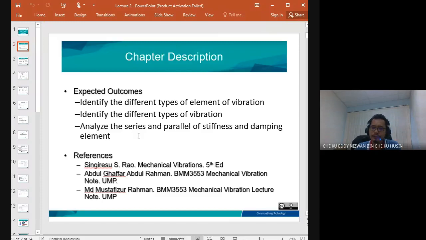Basically, in last week's lecture we covered how to model the vibration system, which consists of mass elements, spring elements and damping elements. For this week's lecture, which is the slide for lecture 2, we go into details on each element, especially the spring and damper.